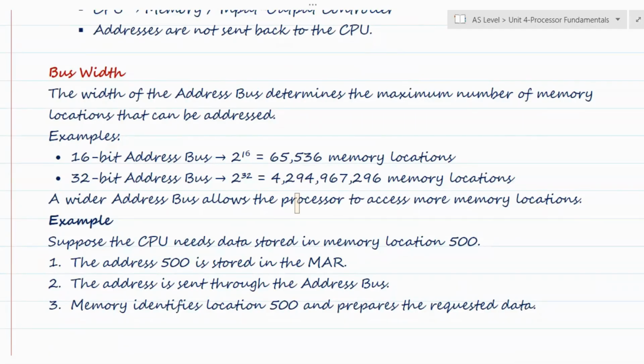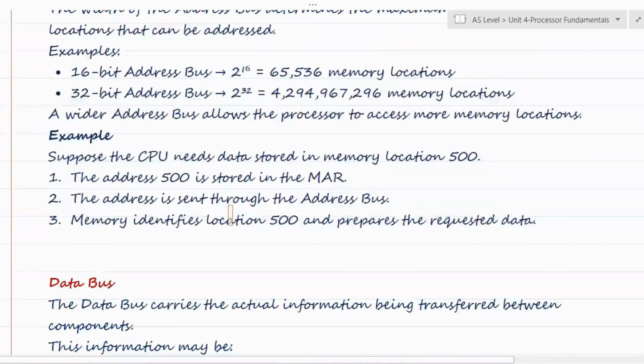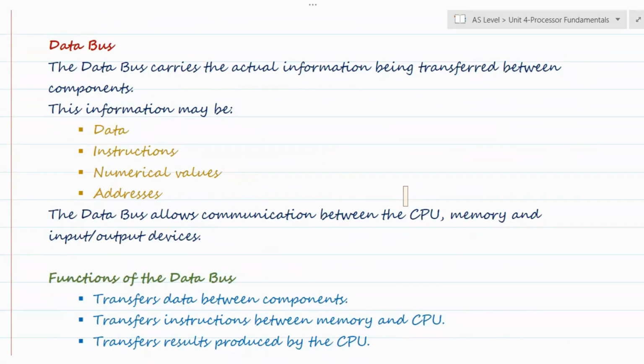A 32-bit address bus can address 2 raised to power 32 address locations. So the wider the address bus, the more memory the processor can access. Okay. Now let's talk about data bus.